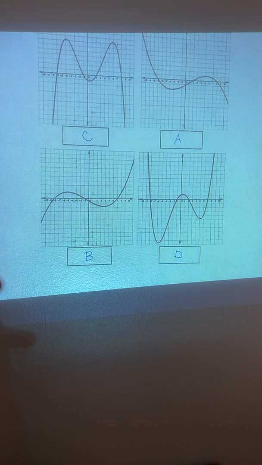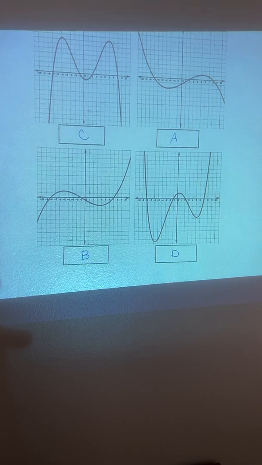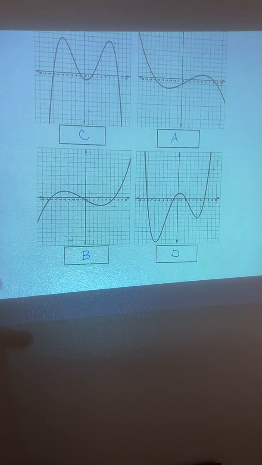Okay, so now I'm going to show you my little dance. Okay, so hold on while I try to figure this out.